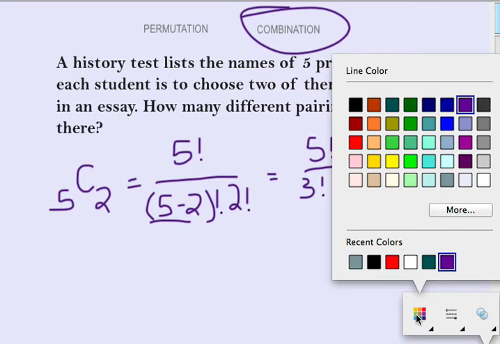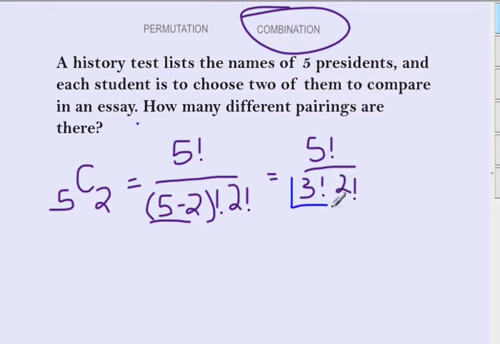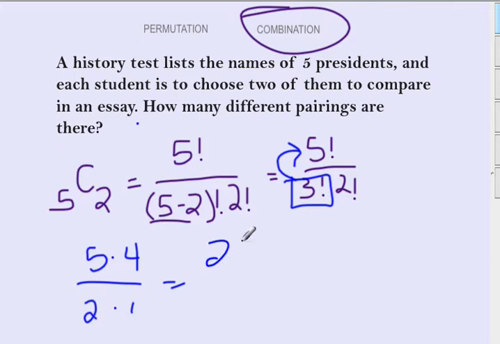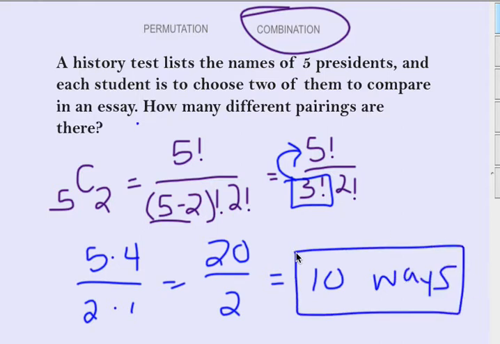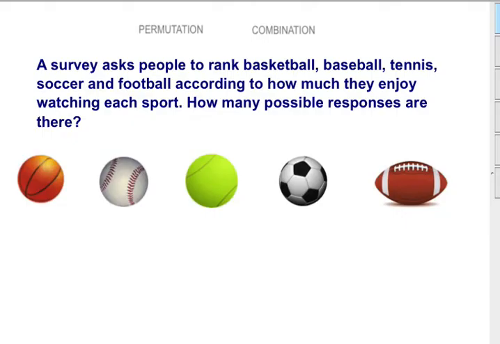So let's start by finding the larger factorial on the bottom, and that's going to be this 3. So everything from 3 on down in that 5 factorial is going to be taken care of. So I'm just going to have 5 times 4 left on top, and then on the bottom just 2 times 1. Well, 5 times 4 is 20, and 2 times 1 is 2. 20 divided by 2 is 10 ways. So there's 10 different ways that you can arrange that. Okay? Pick those pairings. I don't want to say arrange because that implies order.